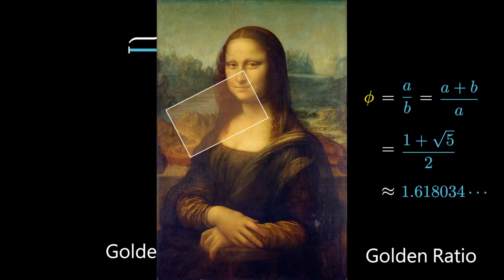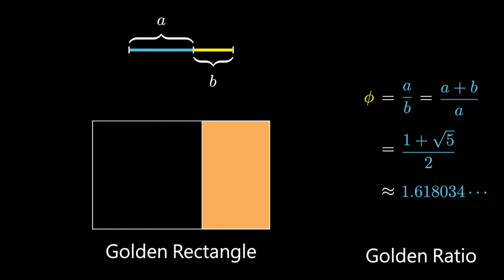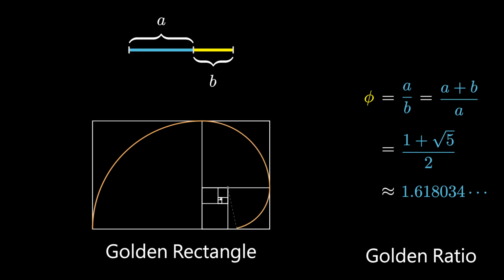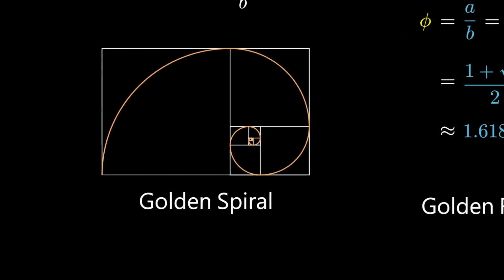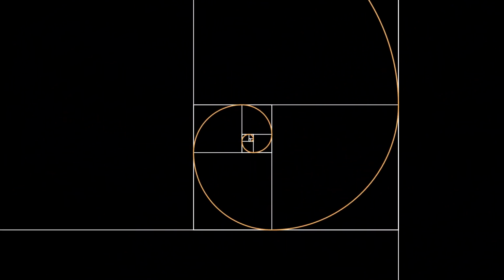Many artworks, such as Da Vinci's Mona Lisa, also employ the golden ratio. If a square is cut out from a golden rectangle, the remaining part is also a golden rectangle. Cutting again leaves yet another golden rectangle, and this process can continue indefinitely. If a quarter circle is drawn within each cut square, these arcs form a golden spiral. In geometry, the golden spiral is self-similar, meaning that enlarging or reducing it maintains the same shape and overall spiral structure.